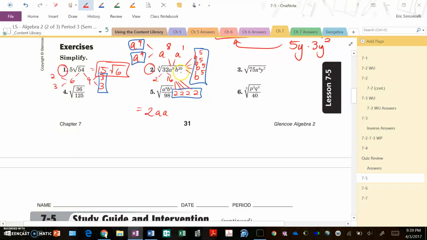And last but not least, b to the 20th, because 20 is nicely divisible by 4. 20 divided by 4, of course, is 5. 1, 2, 3, 4 factors of b to the 5th. The fourth root of those 4 factors ends up being just b to the 5th.